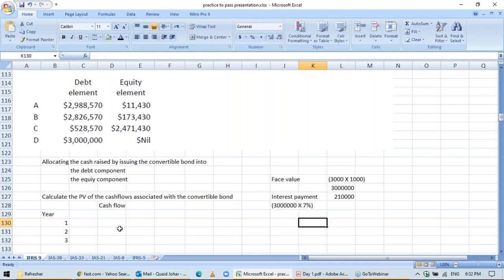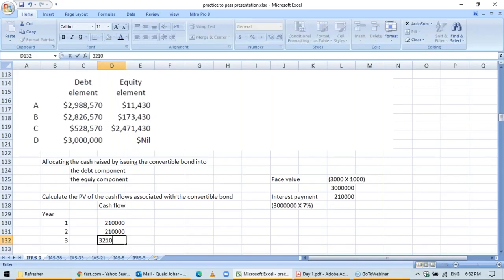So this is the calculation of the interest payment. In the first year, the issuer will be paying 210,000. In the second year, it will be paying 210,000. And in the third year, along with the interest, it will repay the principal amount as well. So the repayment is also occurring at the face value.